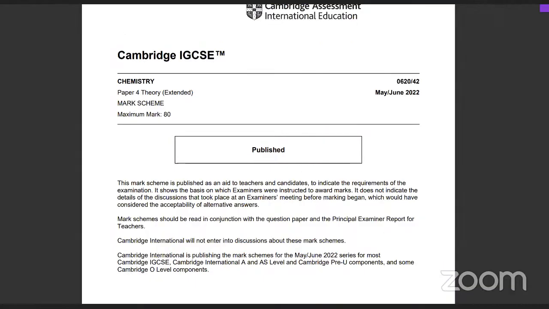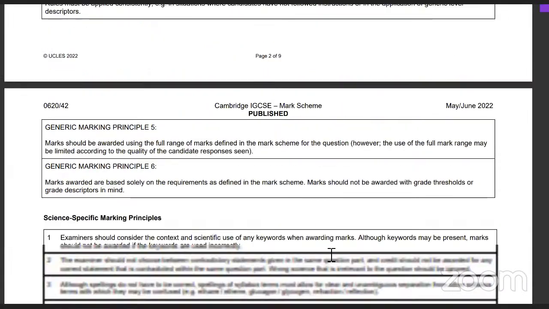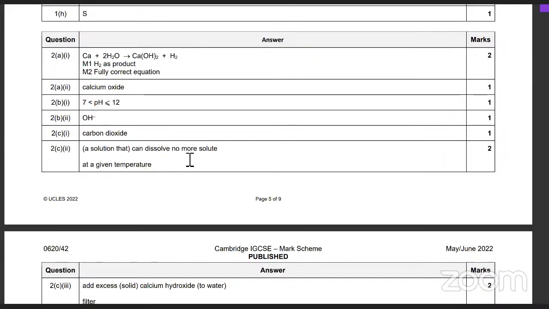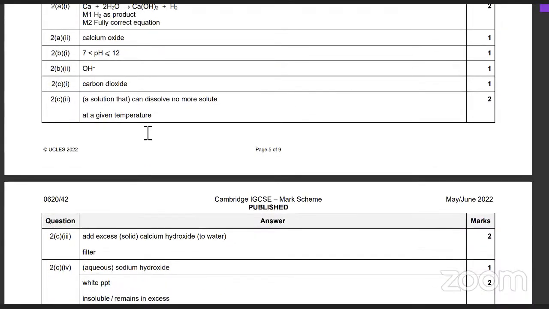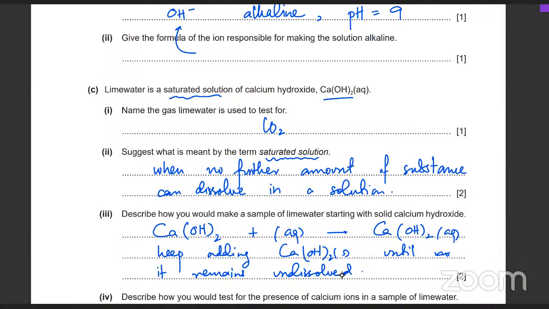Okay, what's the saturated definition? It's that which can dissolve no more solute at a given temperature. At a given temperature was written, so you had a mark for that. We missed that one. Or the other one is add excess solid calcium hydroxide. The second one was filter. So you had to filter the undissolved, until it remains undissolved, and so our answer was not complete.